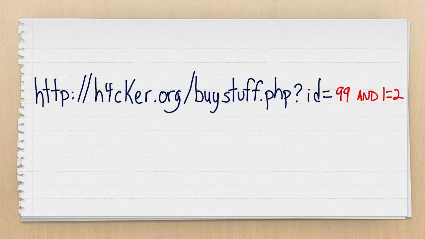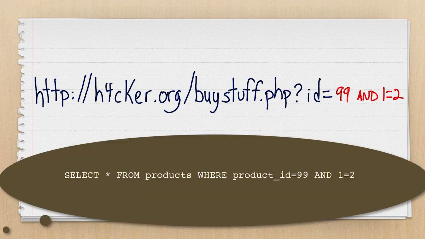Now, another thing is that SQL injections can also be exploited by manipulating URLs. And as I'm showing here, I have a URL that is hacker.org, and it just says buystuff.php. And then I have ID equals 99 and 1 equals 2. And of course, 1 equals 2 is not true. So I'm trying to manipulate that. Now, let's see what SQL statement it actually does in the backend, right?